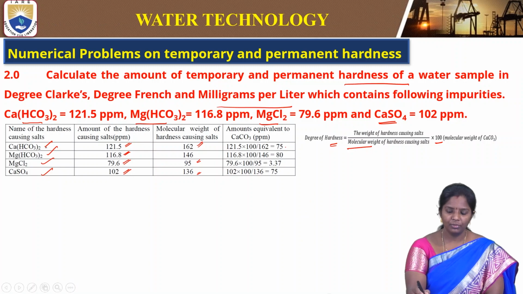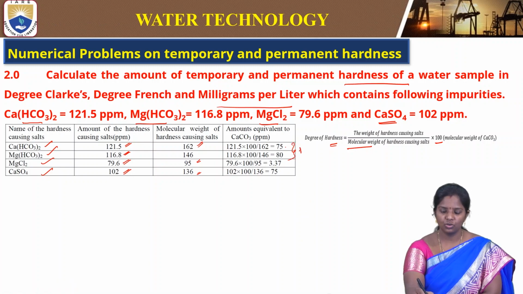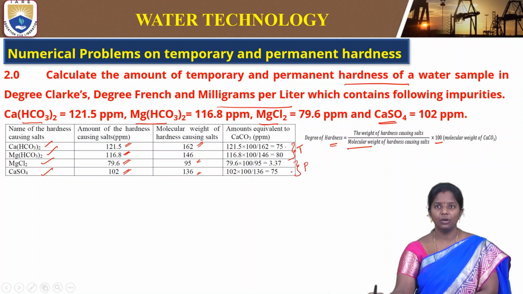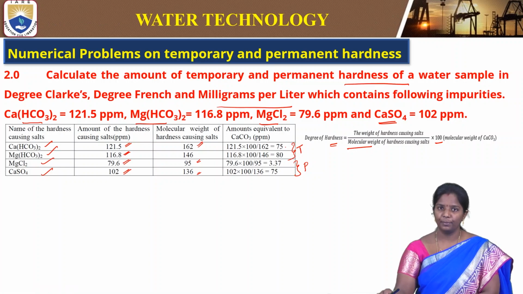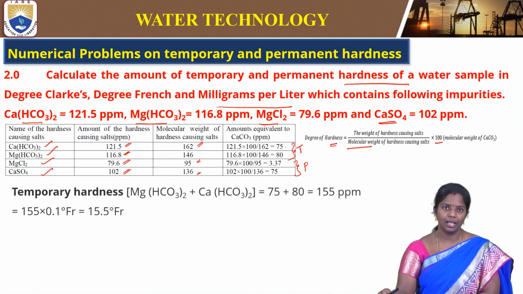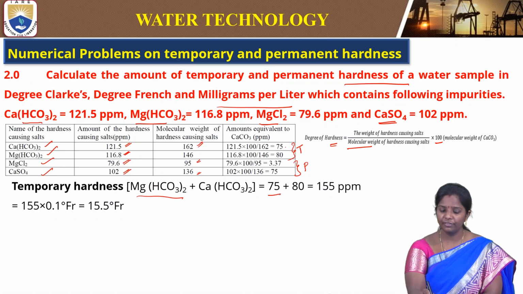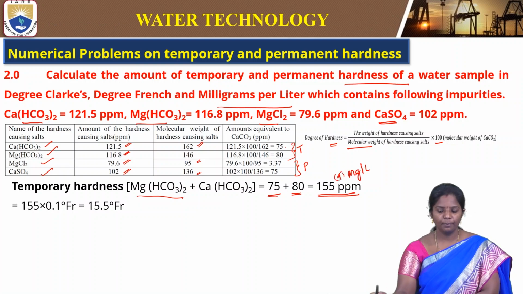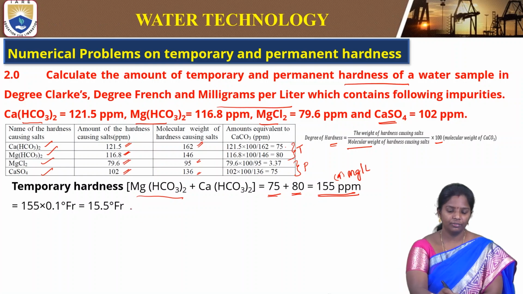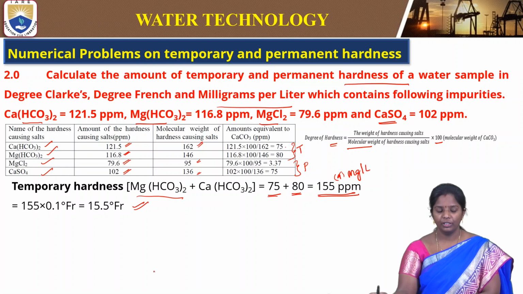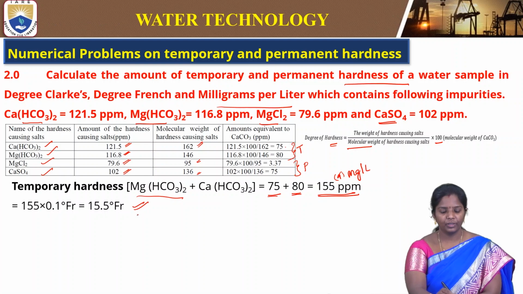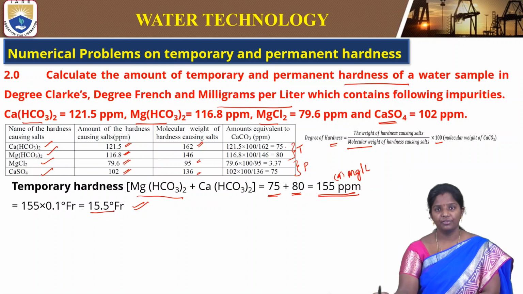If we see which are the bicarbonates present, these two are bicarbonates, so they are causing temporary hardness, and these two are permanent hardness. Now we will calculate the amount of temporary and permanent hardness present in that water sample. Temporary hardness is caused by the bicarbonates of magnesium and calcium. So 75 plus 80 is 155 ppm, and milligram per liter and ppm are the same. So 155 ppm is converted to degree French by multiplying with the factor 0.1, giving 15.5 degree French.